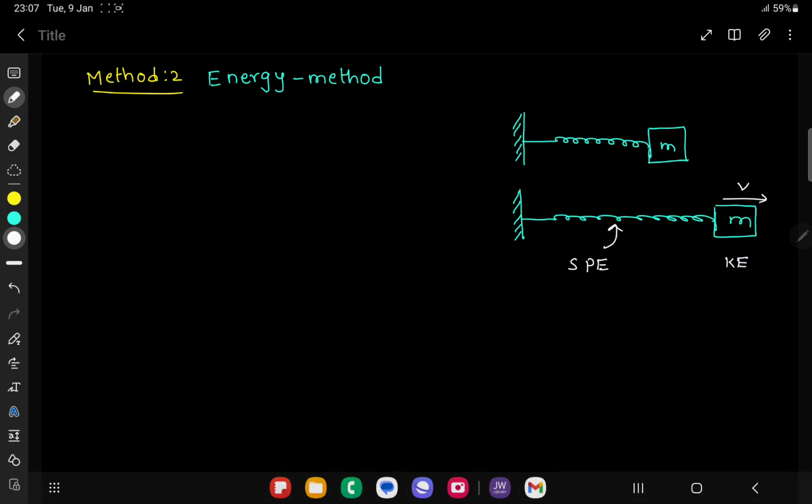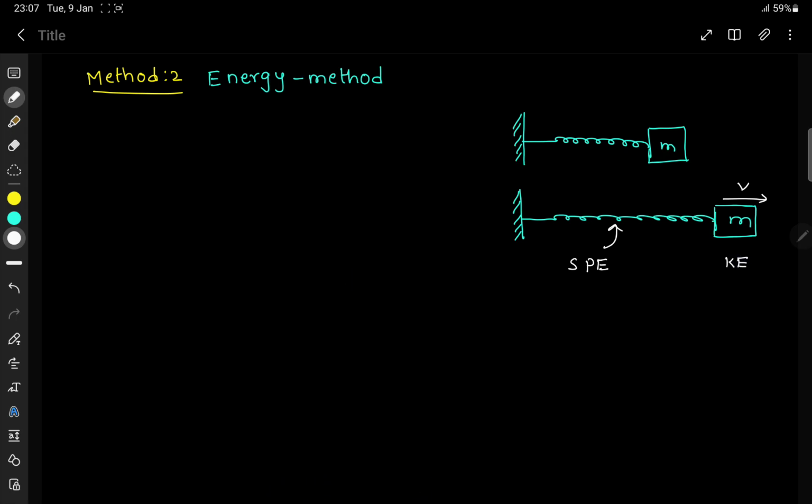And when the mass is moving with some velocity, it also has energy, that is the kinetic energy of the mass. So we can say the mechanical energy of the system is constant. What it means is that the total energy of the system is constant.